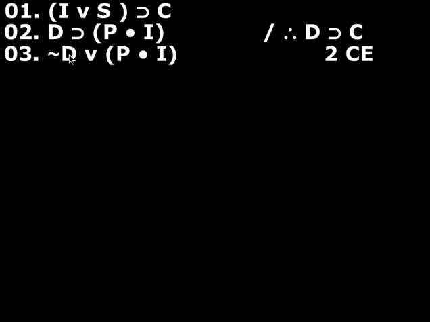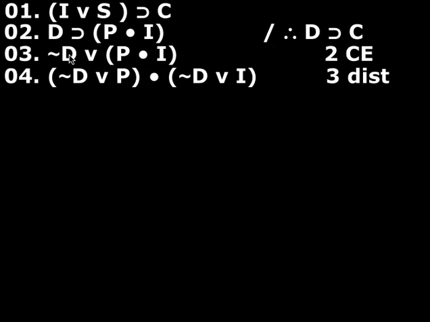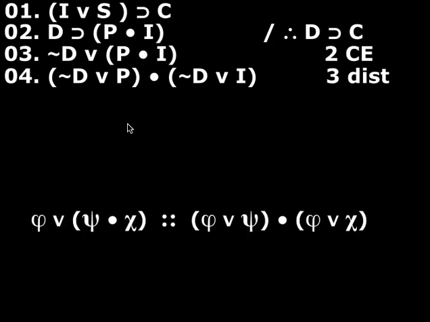Now I'm going to do distribution. Now let me remind you of the rule here. What I'm doing is I'm basically moving from this to this. Here I have a disjunction whose second disjunct is a conjunction. So that's this. I have a disjunction whose second disjunct is a conjunction. And what I'm doing is I'm turning that into a conjunction of disjunctions. A conjunction of disjunctions.